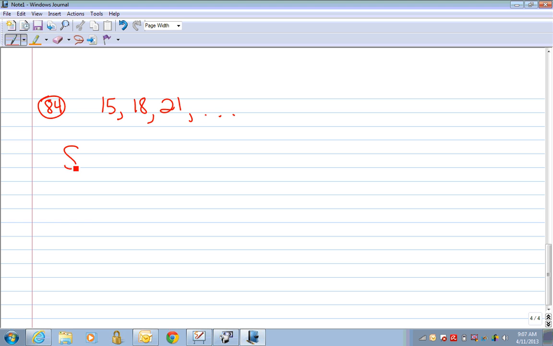So we know we're going to be doing the S sub 36. What do we need? We need the first term, which we do have, the 36 over 2 times the first term is 15, but we need to find the last one. So we need to find what A sub 36 is. Well, A sub 36 would be A sub 1, which is 15, plus n minus 1, which n is 36 minus 1 is 35, times the difference. 18 minus 15, the difference is a 3.